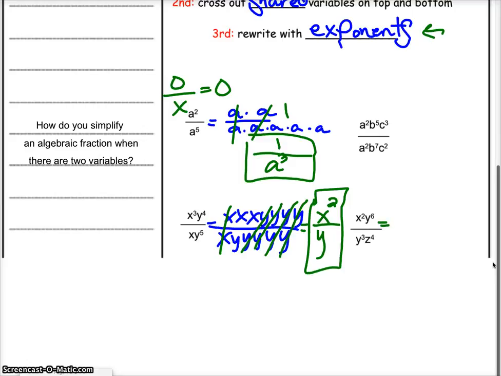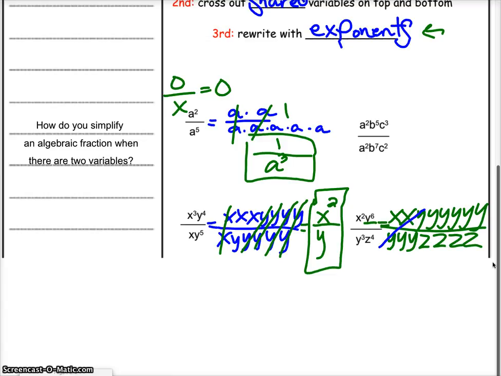Okay, next one. Looks like I have 2 x's, 1 and 2, and 6 y's. 1, 2, 3, 4, 5, and 6. Over 3 y's, 1, 2, and 3, and 4 z's. 1, 2, 3, and 4. Cross out what I can. Can I cross any x's out? No. I can cross some y's out, so cross.